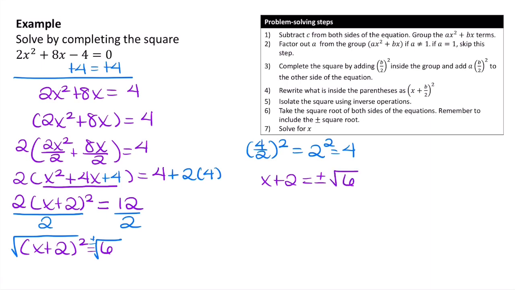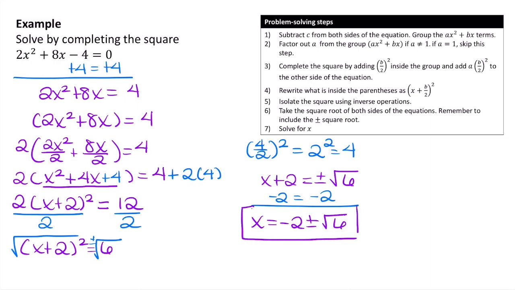So now to solve for x, I'm going to go ahead and subtract 2 from both sides. So when I subtract 2 from both sides, we're going to get x equals negative 2 plus or minus the square root of 6. Okay, and so that gives us the two solutions to the quadratic equation.